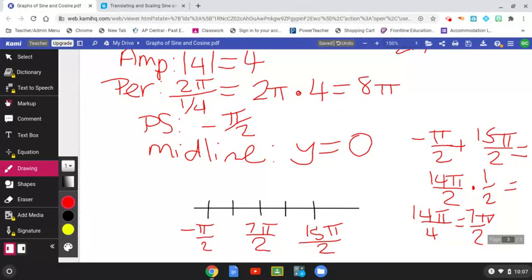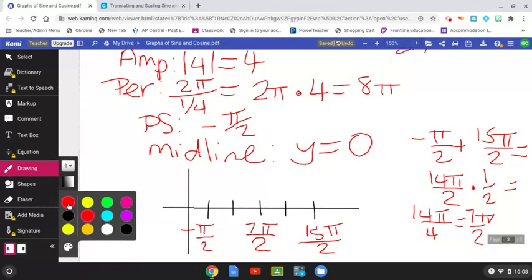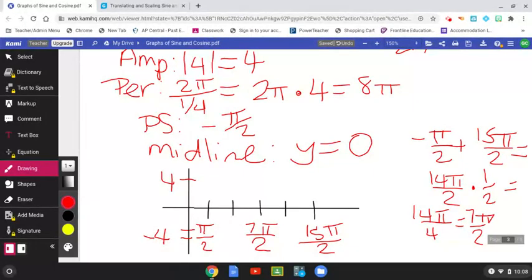Now, to represent our amplitude, I'm just going to put in a vertical axis here. And so to label our y-axis, we just have to use our amplitude. So remember, the amplitude, since it's a 4, is going to turn up the volume, and instead of the range being -1 to 1, it's now going to be -4 to 4. Let's put that down here.